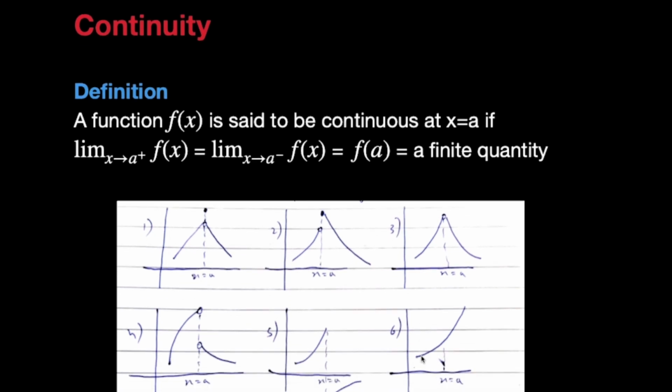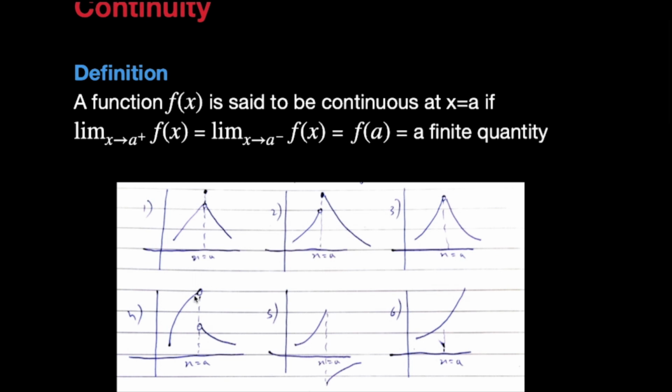As you can see in example number 1, the left hand limit equals the right hand limit, but it's not itself equal to f of a. So it's not continuous. Here, the right hand limit equals f of a, but is not equal to the left hand limit, and hence it's not continuous. Here, the left hand limit equals the right hand limit, but f of a itself does not exist. So it's not continuous. Left hand limit is not equal to right hand limit, and f of a does not exist. Left hand limit tends to positive infinity and right hand limit tends to negative infinity, and f of a does not exist.